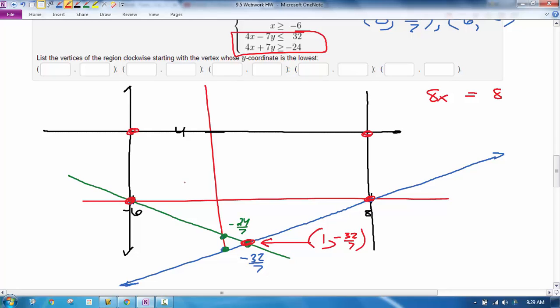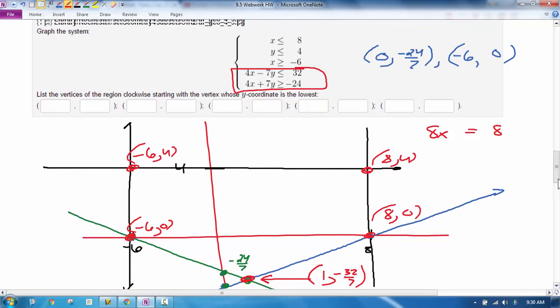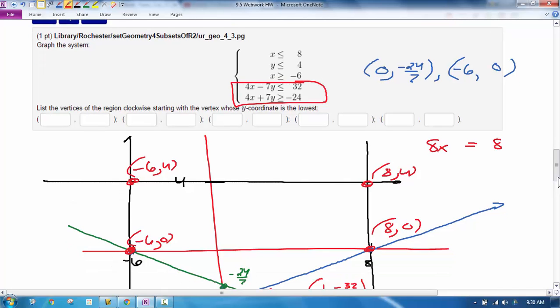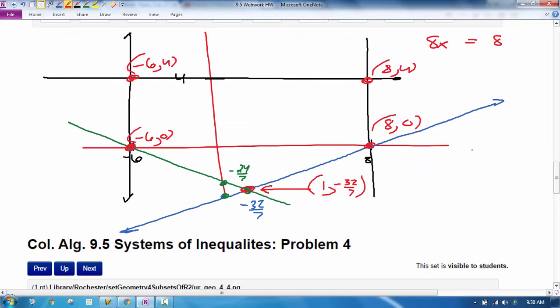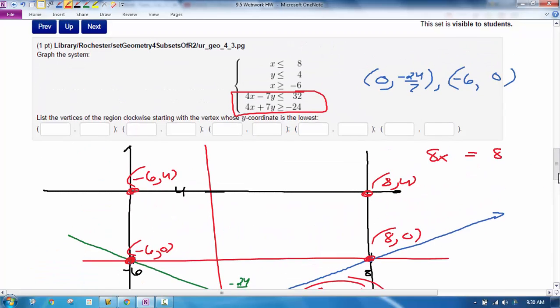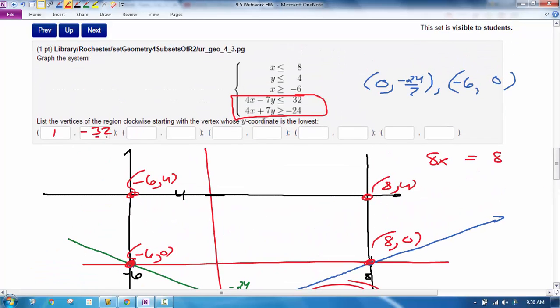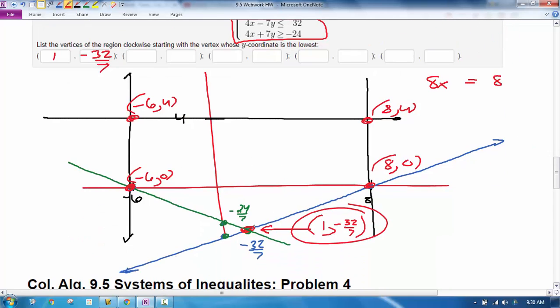This is obviously the point negative 6 comma 0. This is obviously the point negative 6, 4. This is obviously the point 8, 4. This is the point 8, 0. And I want you to list these vertices. I want you to start clockwise, starting with the lowest y coordinate, which would be this one here. So 1, negative 32 over 7 goes here, and then you work your way around. So negative 6, 0. You get the idea.